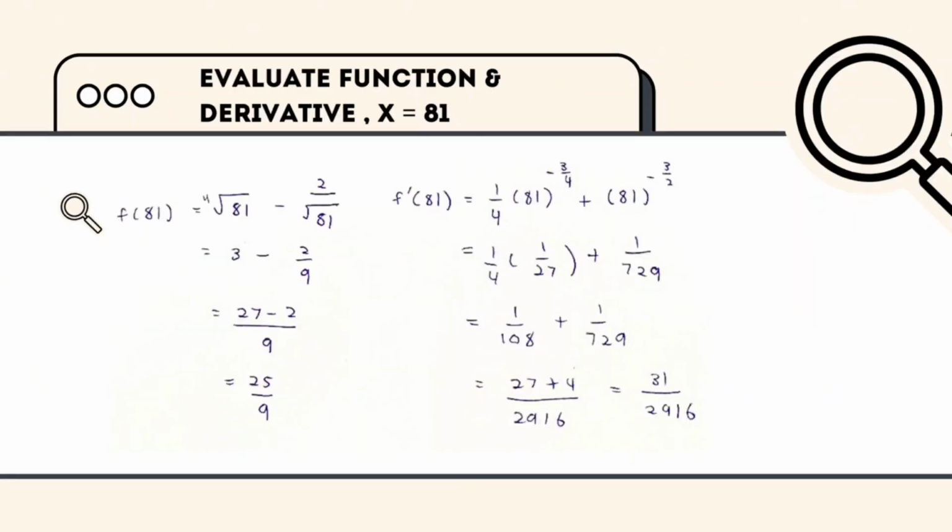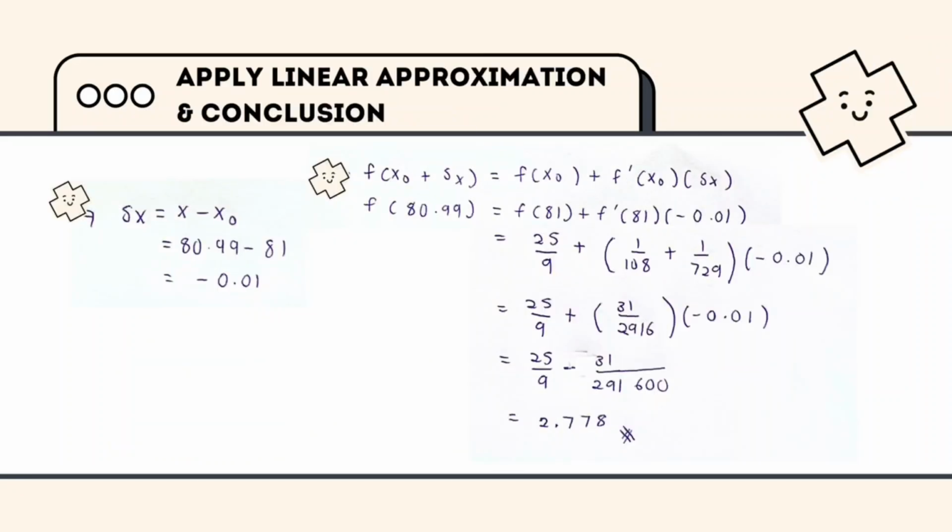Let's calculate the function and its derivative at x equal to 81. We substitute 81 in the function f(x) and the derivative f prime x. We get 25/9 for the function f(x) and 31/2916 for the derivative f prime x. After that, we find the delta x using the given formula. We get delta x equal to minus 0.01.